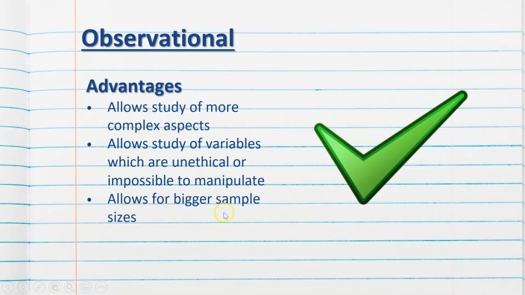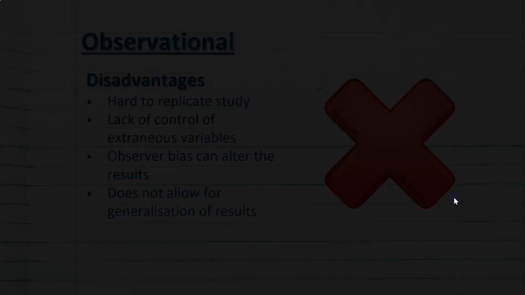It can also allow for bigger sample sizes. So we can go to lots of different areas, lots of different schools, lots of different workplaces and observe lots of people at once, increasing our sample size, which is excellent because then it makes it more likely that our results are more representative of the population in question.